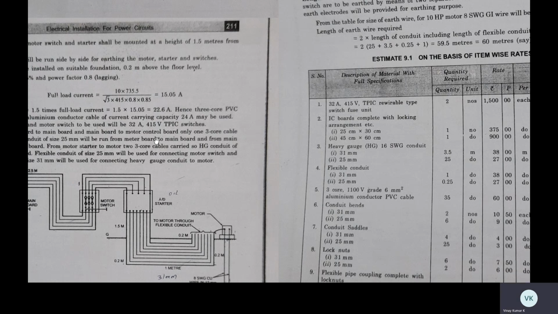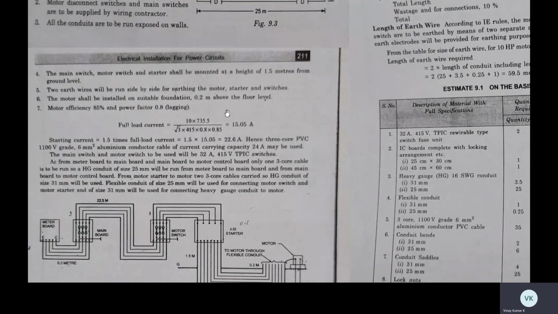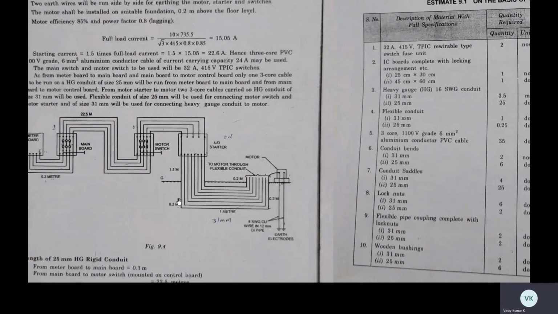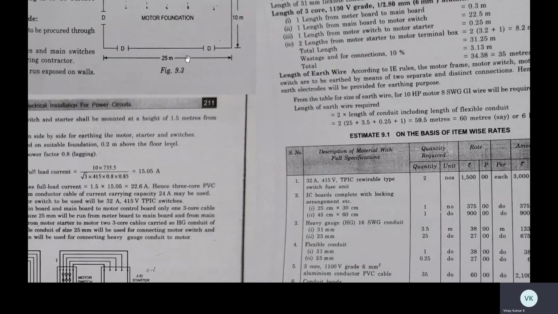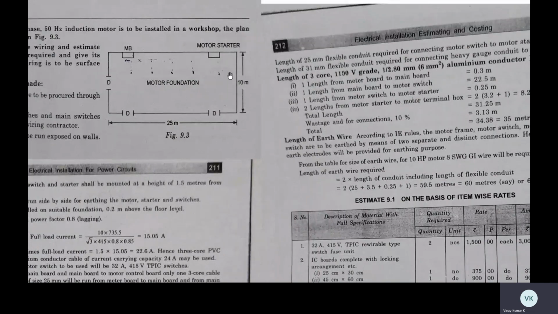About 0.2 meter we need to dig. This is a standard. As I told already, we have to dig for 0.2 meters and run for about 1 meter. As I told, the distance between the motor and the starter should be 1 meter. This is the distance. The motor and the starter should be 1 meter.